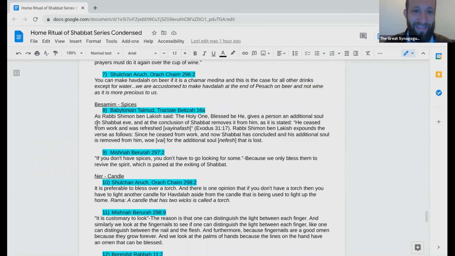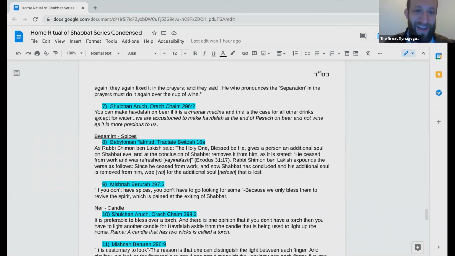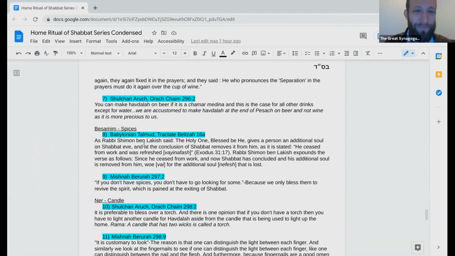Good. So that's the wine. The samim. As Rabbi Shimon ben Lakish said, the Holy One, blessed be He, gives a person an additional soul on Shabbat Eve, and at the conclusion of Shabbat, removes it from him. As it is stated, he ceased from the work and was refreshed.